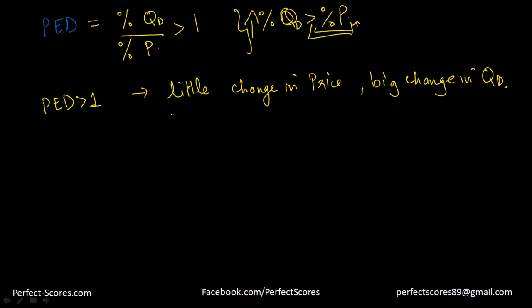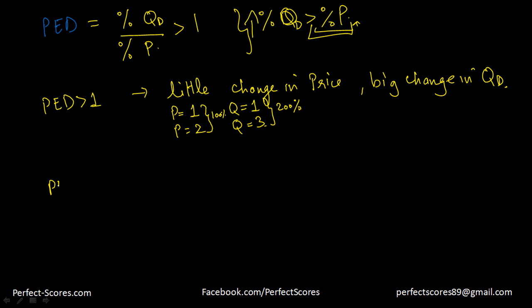So let's suppose the price right now is 1, and now the price becomes 2. So if the quantity demanded is 1, over here the quantity demanded is 3. So you can clearly see that by a change in price of 100%, I'm able to bring a 200% change in the quantity demanded. So in this case, price elasticity of demand is greater than 1.